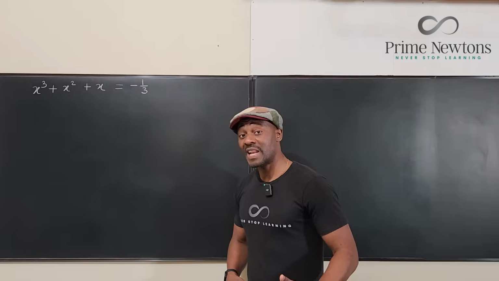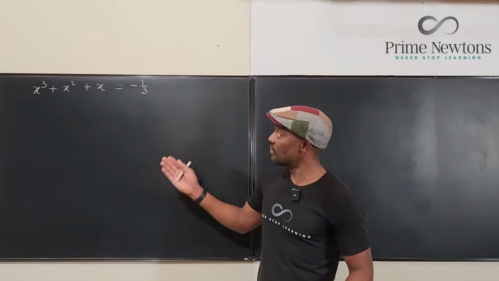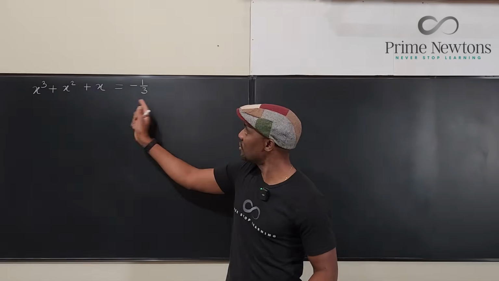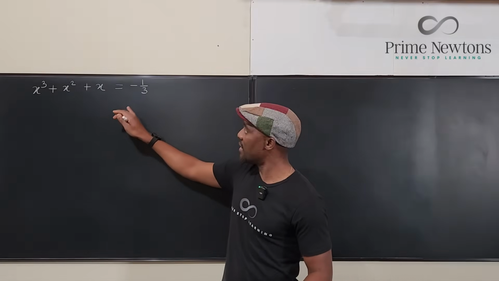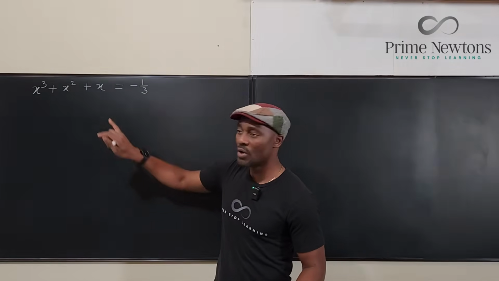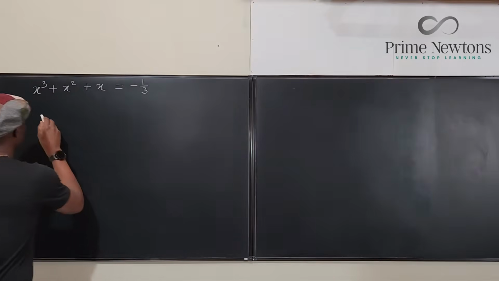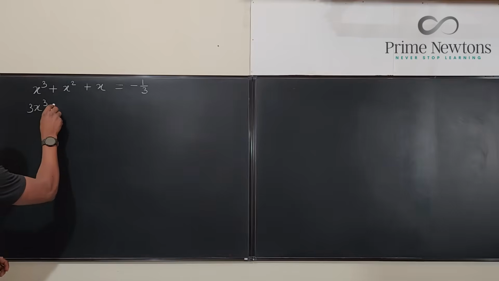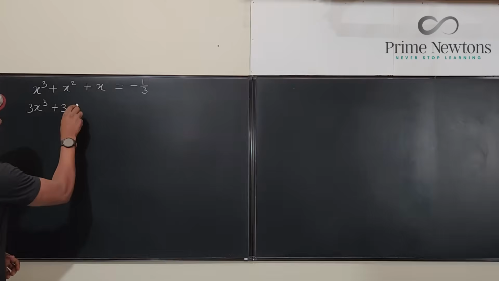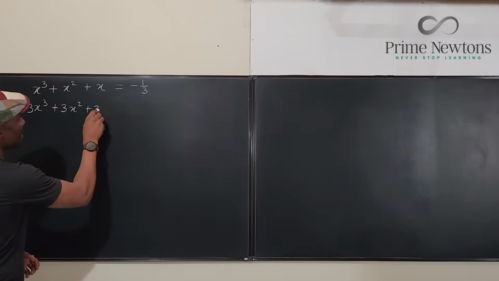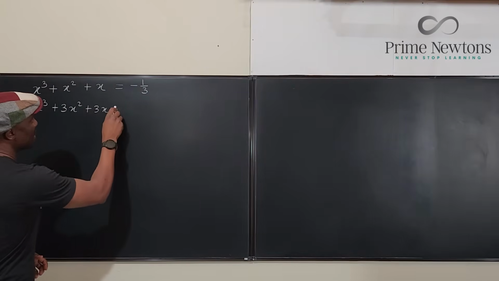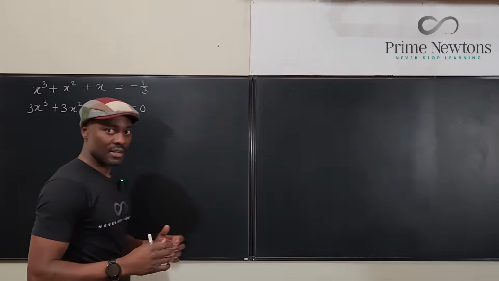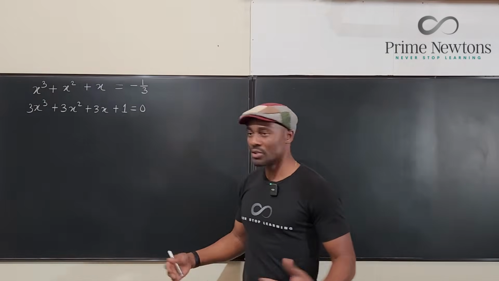So if we go straight into the cubic equation, it is obvious that you cannot solve this by factoring, because if you move this over to that side, first you multiply every term by 3, and then you move this -1 over. You're going to end up with this. We're going to have 3x cubed plus 3x squared plus 3x, and then this -1 comes here, it becomes plus 1 equals 0. So what we have here is a cubic equation that needs to be solved.